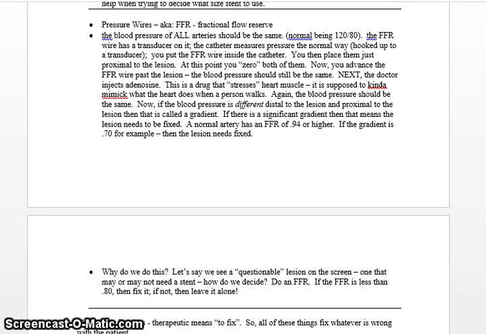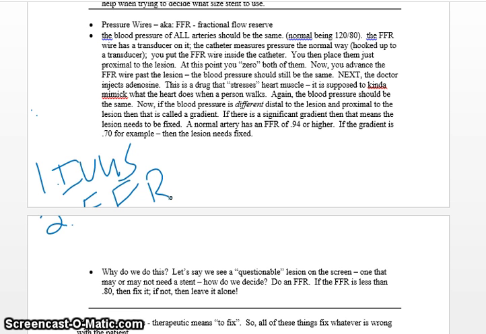This is week 10, part 3. And again, we're still talking about intravascular diagnostic devices. There are two: the IVUS and FFR. We already talked about IVUS, so now we're going to continue on with FFR.